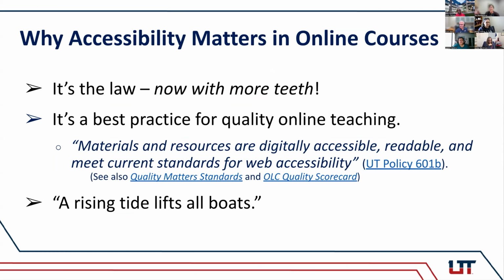And we've adopted that into Utah Tech policy. Policy 601B states that all of our materials and resources are digitally accessible, readable, and meet current standards for web accessibility. We've used Quality Matters standards and the Online Learning Consortium quality scorecard, as well as other resources to establish that policy.